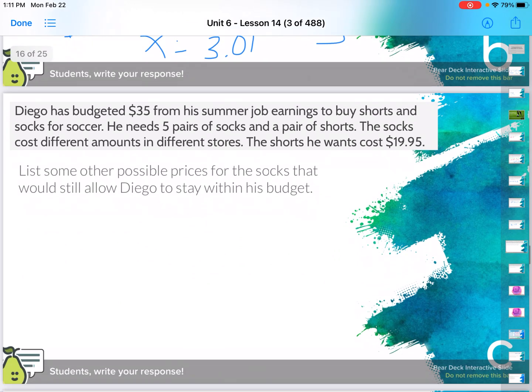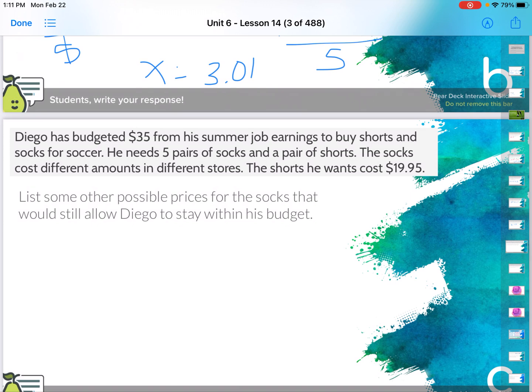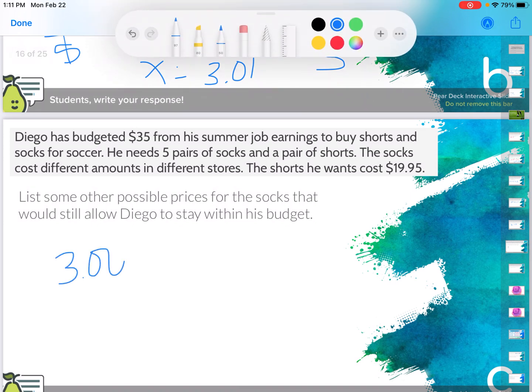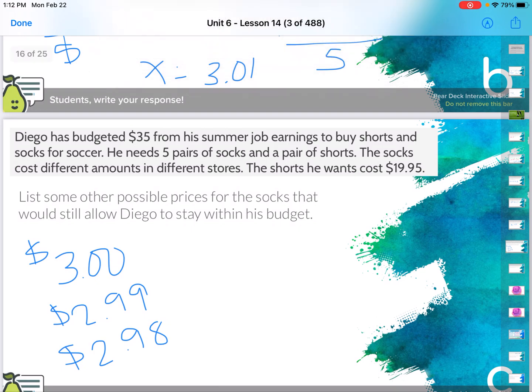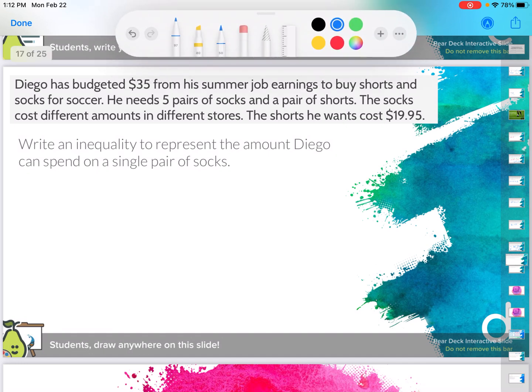So list some other possible prices that would still allow Diego to stay within his budget. Well, it has to be less than $3 and a penny. So it could be $3, it could be $2.99, it could be $2.98, anything like that. Write an inequality to represent the amount Diego can spend on a single pair of socks. Okay, well, it would be 5x plus $19.95 has to be less than or equal to $35, because this is the most, this is the high end of what he can spend.